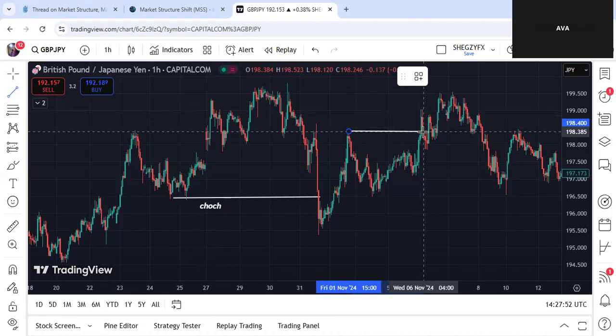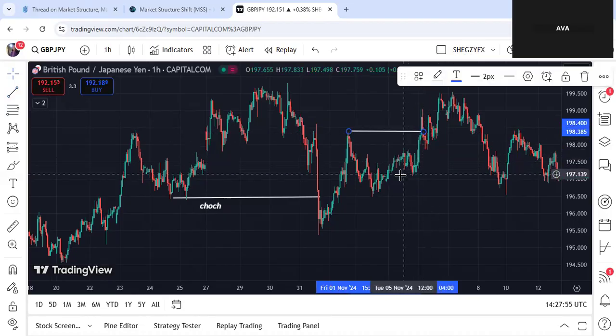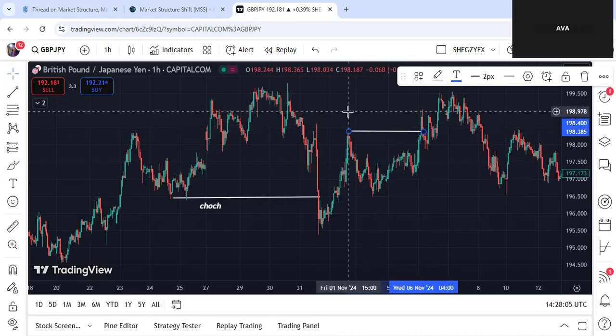So as retail traders, if the market comes here, they believe it's going to drop again. All of them will start selling at this level, and they might put their stop loss because of this resistance on the left.